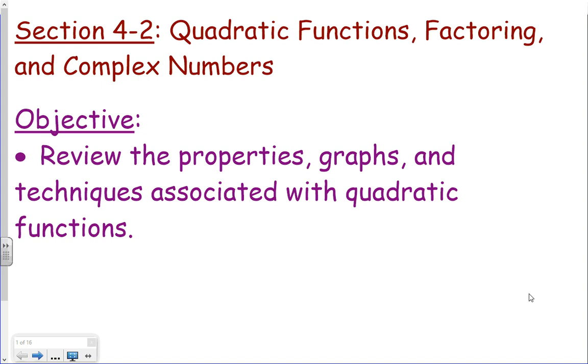So we've talked about quadratic functions actually in the previous two chapters, and we're going to continue with that discussion here, but hopefully we'll find that some of these techniques we're going to talk about here are a review, as it indicates there in the objective.